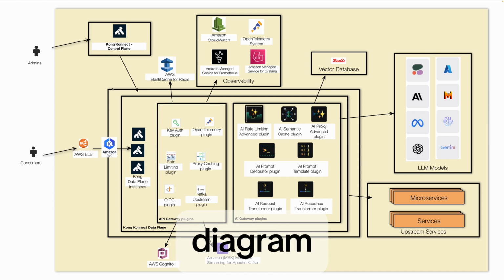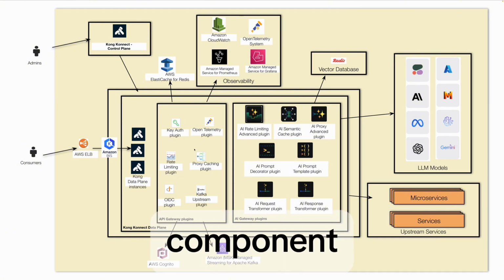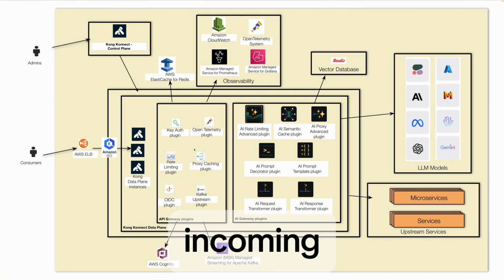As you can see in this diagram, we have the Kong Connect control plane responsible for managing your APIs connected to the data plane, the component responsible for processing all the incoming requests sent by the consumers. Kong provides a plugin framework where each one of them is responsible for a specific functionality. As you can see, there are two main collections of plugins.